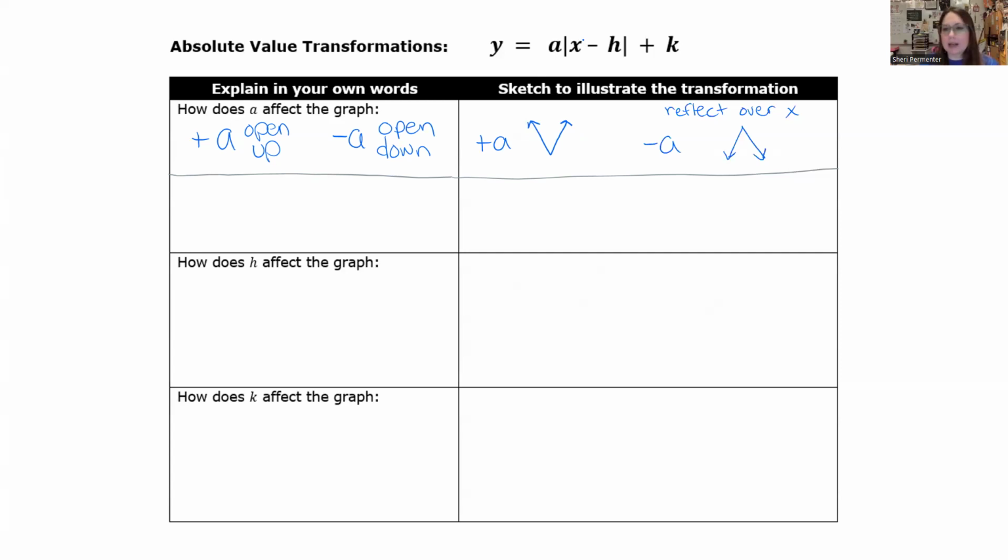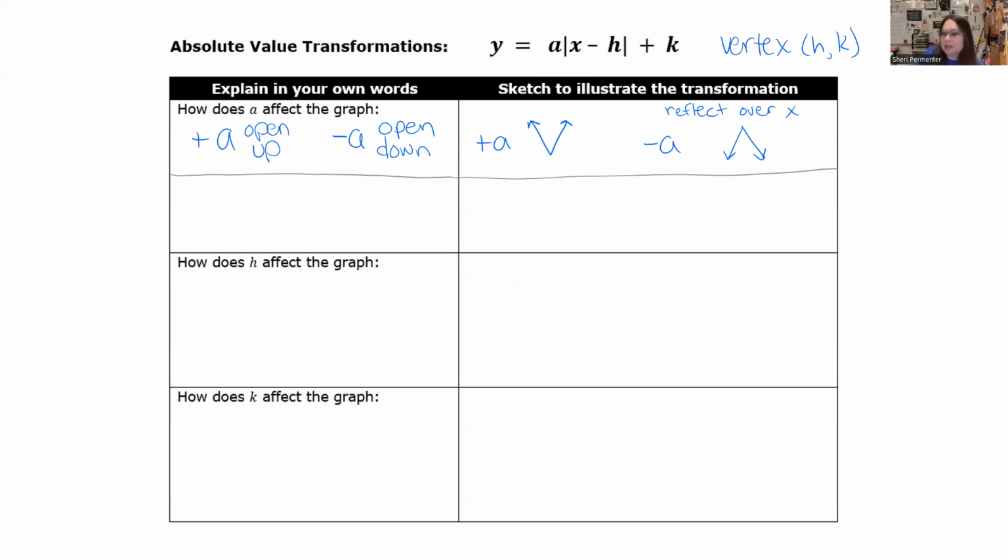Let's also write again up at the top, the vertex is h, k. So that's very important. The more times we write this, the more likely we are to remember it. Okay, a also can move your graph by making it stretched or compressed. When it's stretched, your graph is going to look skinnier. And when it's compressed, your graph's going to look wider.